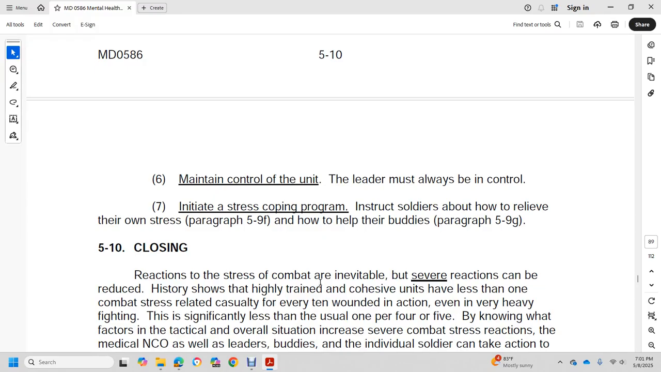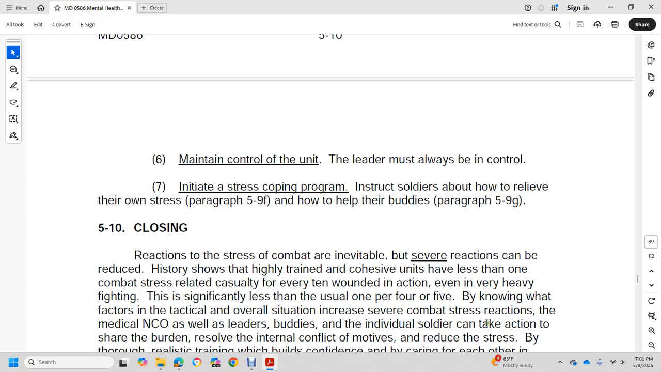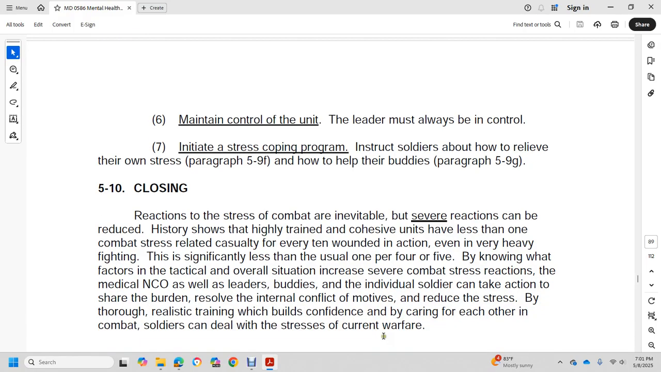By knowing what factors in the tactical and overall situation increase severe combat stress reactions, the medical NCO, as well as leaders, buddies, and individual soldiers, can take action. They can share burdens, resolve internal conflicts of motives, and reduce stress, and realistic training builds confidence along with caring for each other. In combat, soldiers can then deal with the stress of modern warfare.